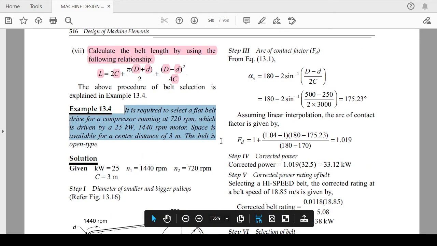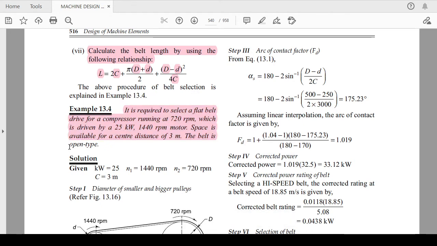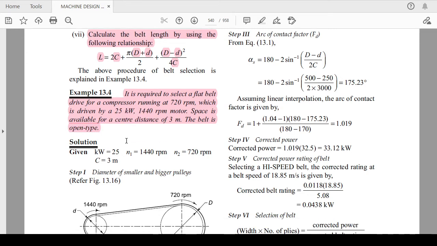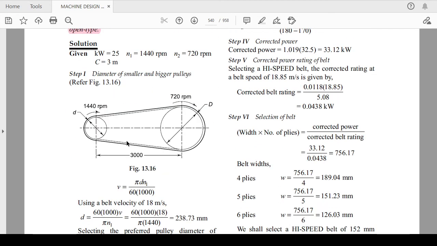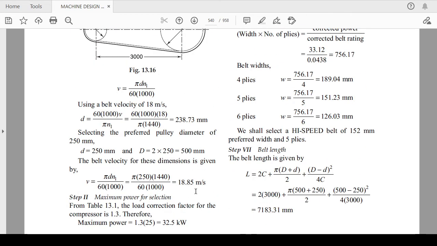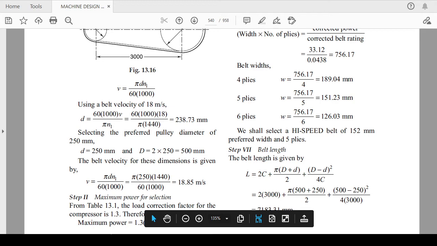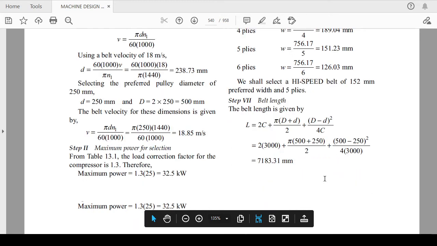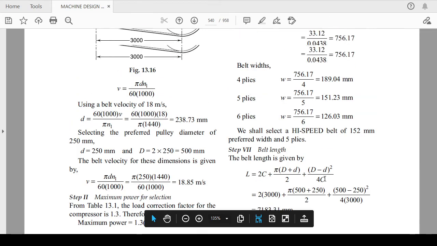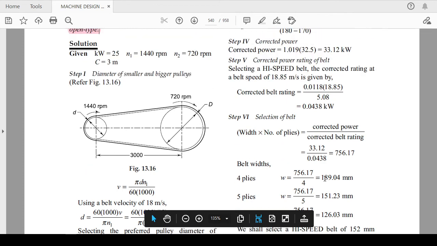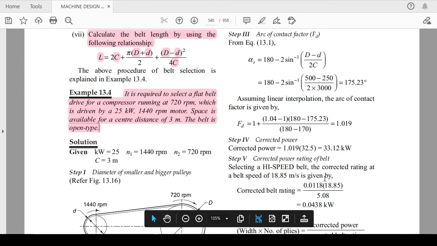It is required to select an open type flat belt for this particular power rating, and RPM is given. Space available for the center distance is 3 meter. So in this way you can calculate and adopt the same steps which I have already enumerated here. If you adopt the same steps, then you can calculate these values. I am just giving you the answers or solution of this particular numerical. You can go through it.